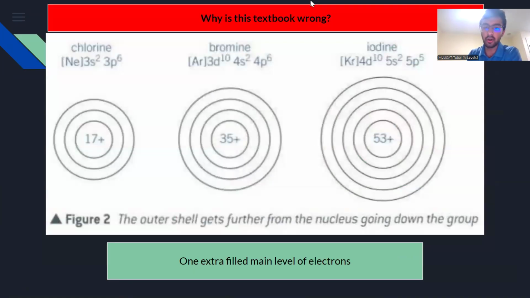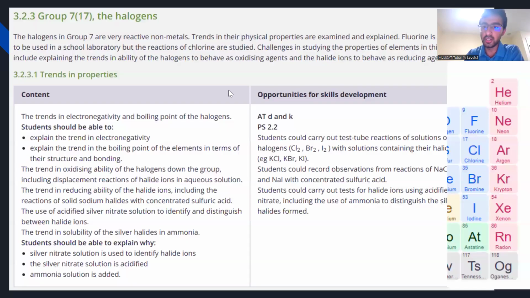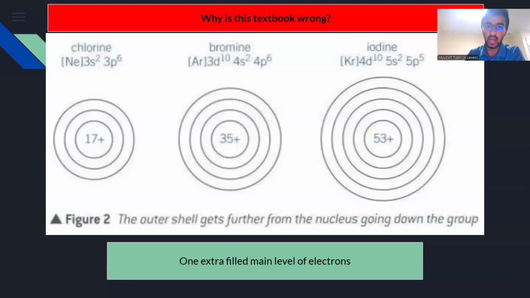So if we start off with the very obvious first point, we know that as we go down the group for the halogens, we've got fluorine, chlorine, bromine, iodine. These are the main ones, the reactions you need to know about. Astatine and tennessine are not really covered. So these four are what we're going to focus on mostly today. We know that they always have the outer configuration s2p5, like 3s2 3p5, 4s2 4p5. They always have 7 electrons in their outer shell. And with every one we go down, we have one extra filled main level of electrons.